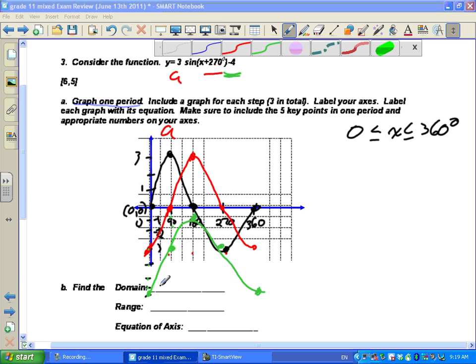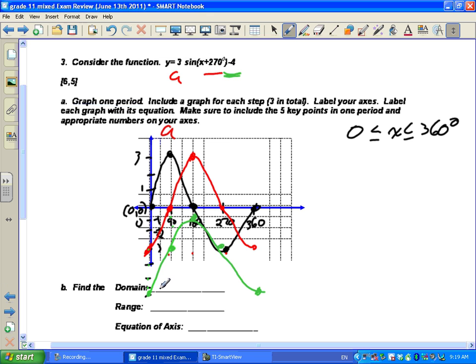We have 0 and negative 7. I have 90 and negative 4. 180 and negative 1. 270, negative 4. And 360 and negative 7. Those are our 5 key points.